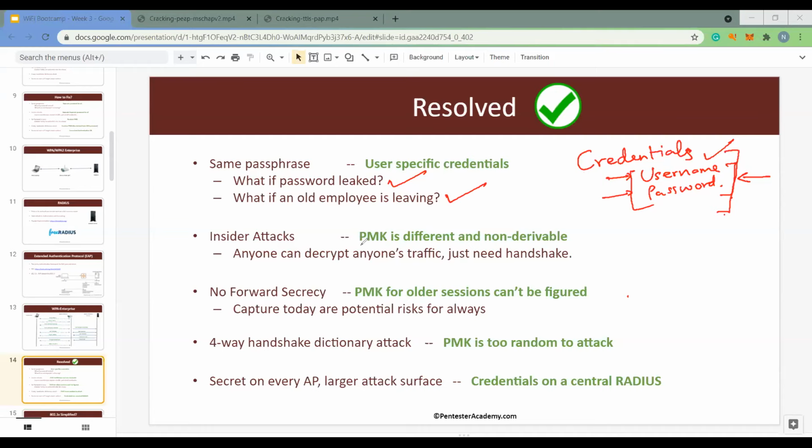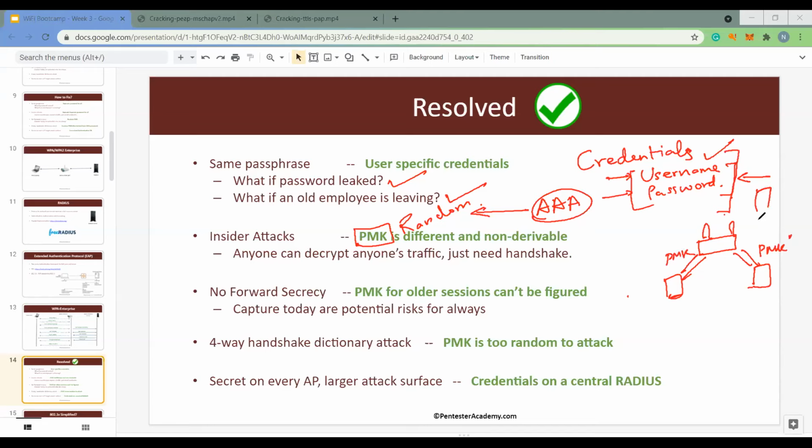Then for the insider attack, the PMK that is being created in this case is random, it is not derivable, it is being generated by the AAA server at random, right? So you cannot generate the PMK for the other party. Suppose this is your access point and these are two clients. For both of these guys, the PMK is different, and this is totally random. It is sent by the AAA server that is sitting on the LAN. Because of these separate PMKs, one guy cannot guess or derive the PMK of the other device, right? So this insider attack won't work.